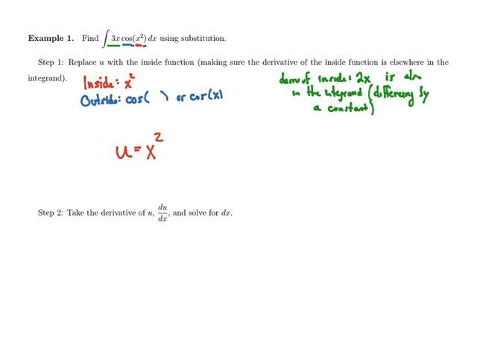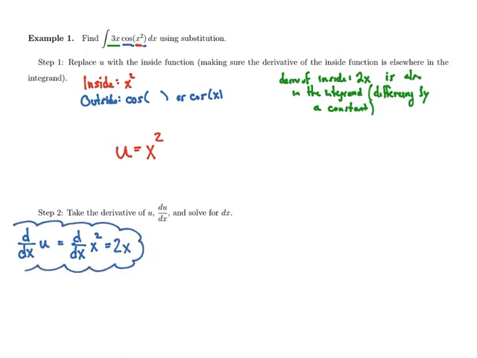Step 2, we're going to take the derivative of u, and the reason we're going to do that is because I need to replace dx in the integral. So again, what we're doing is we're going to take the derivative of u. What that means is I'm going to take the derivative of x squared. That's going to be 2x. But to make this easier, we're just going to say, instead, let's do the derivative of u with respect to x, du/dx, is going to be equal to 2x. We can just write that down in just that form.